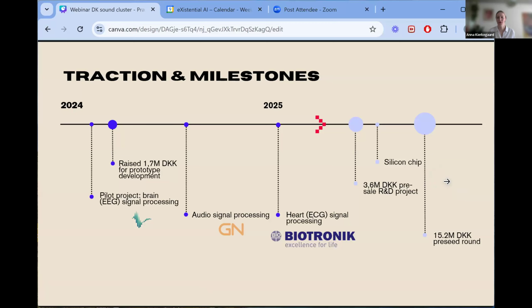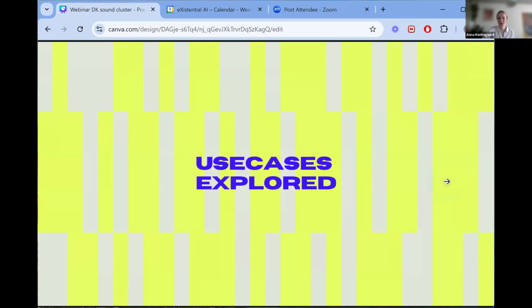Some of the things that we've been doing so far, because when you're a startup, you need to figure out where you belong in this market, where you get traction. So we've been exploring different applications. We've also been exploring some applications with GN. So I'd like to tell you a bit about the different use cases that we have explored, which is the startup journey.